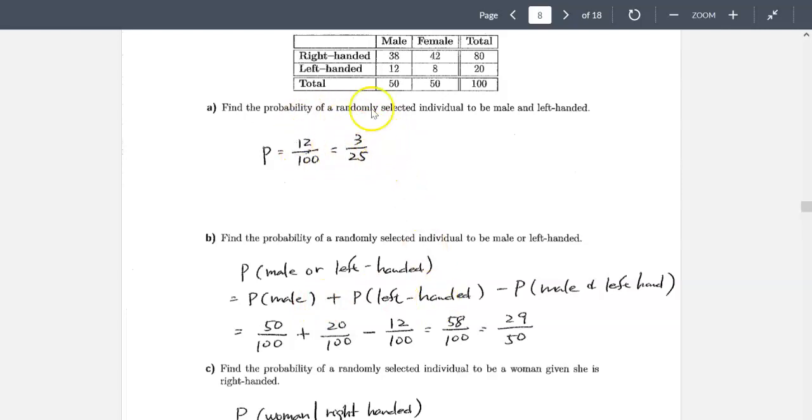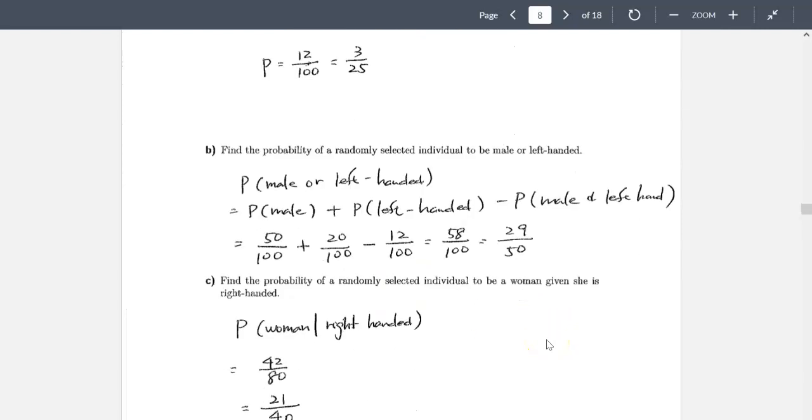That's the overlap. When we look at the chart, if we look at male, it's all these people here. And then we look at left-handed, it's all these people here. Do we see how we cross 12 twice? Because that 12 we counted in male and we counted in left-handed again. We double counted it, so we have to subtract one of the 12. So it's male plus left-handed minus male and left-handed. That's what the formula says. So you have 50 male, 20 left-handed, minus 12 that's male and left-handed at the same time, and you'll get your answer.